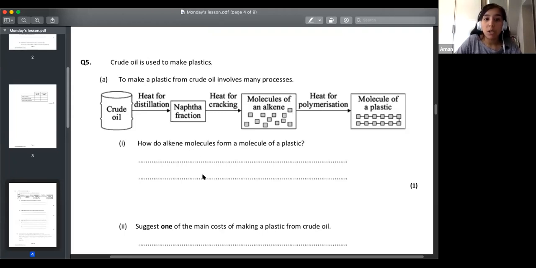So the answer to this question is that the double bond, or the double covalent bond, breaks to then allow monomers of the alkenes to join together to form a polymer. So what most of the exam boards are looking for is that the double bond is breaking to allow polymerization to take place.